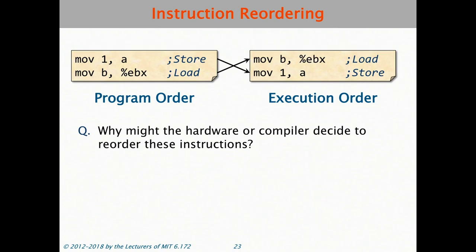So I have on the left the order that the programmer specified, and on the right the order the hardware did. Or it may have been that the compiler reordered them. Okay? Now if you look, why might the hardware or compiler decide to reorder these instructions? What's going on in these instructions? You have to understand what these instructions are doing, right? So in the first case, I'm doing a store and then a load. And in the second case, I have reversed the order to do the load first.